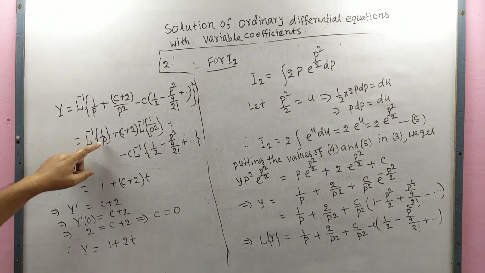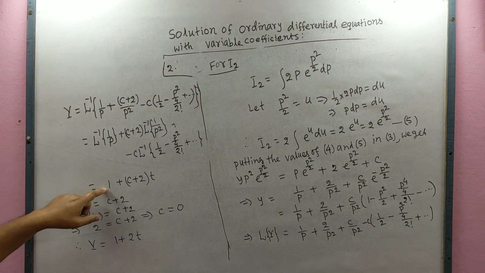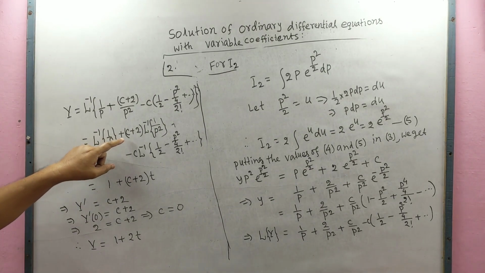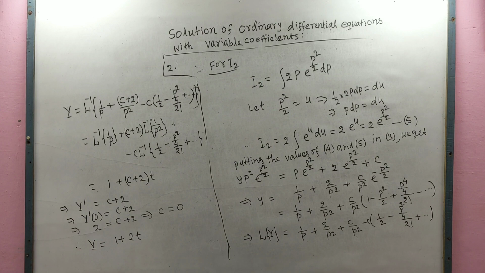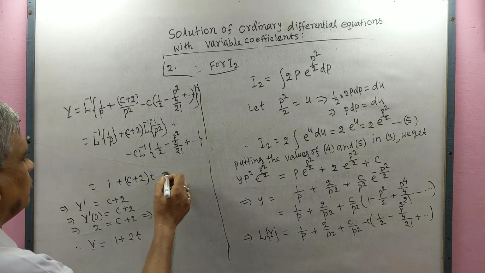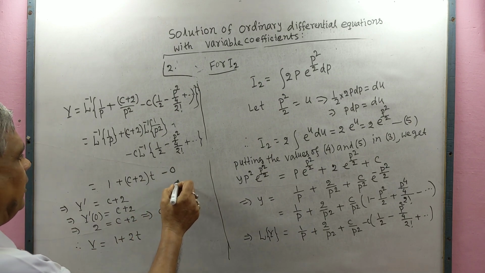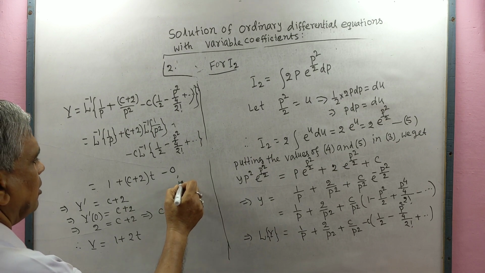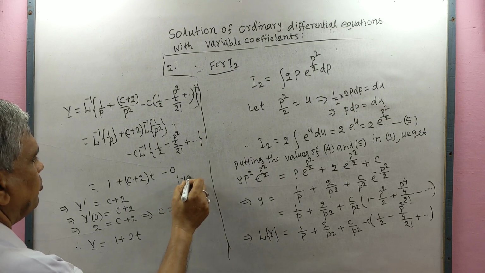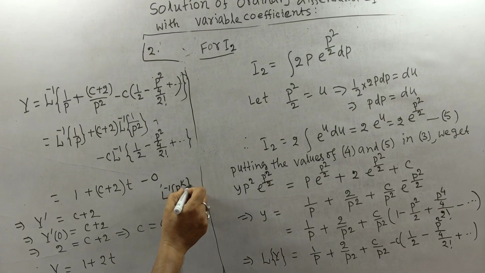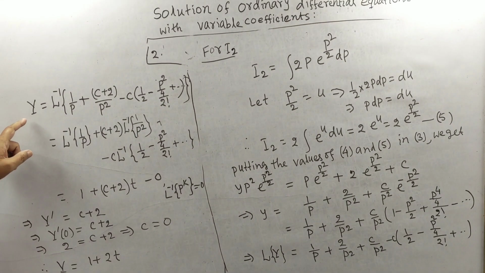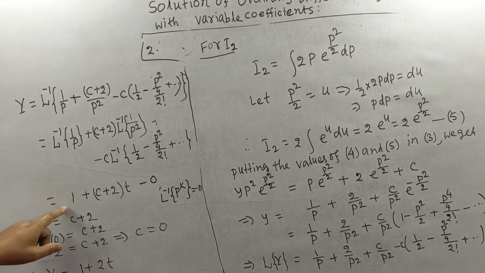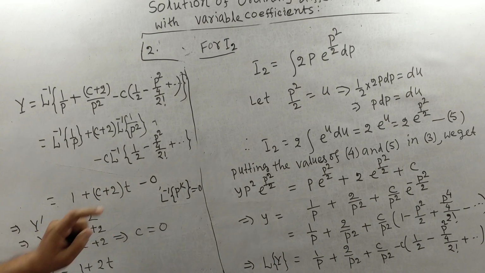So L inverse 1 by p is 1, and c plus 2 L inverse 1 by p square equal to t, and this is 0 as L inverse of p to the power k equal to 0. So we get y equal to 1 plus c plus 2 into t.